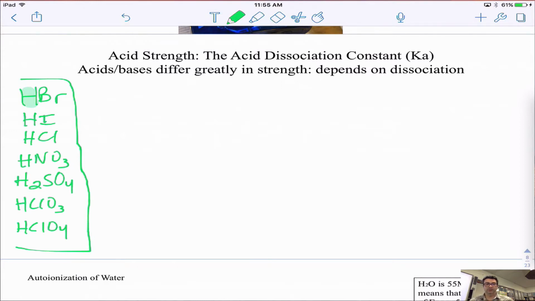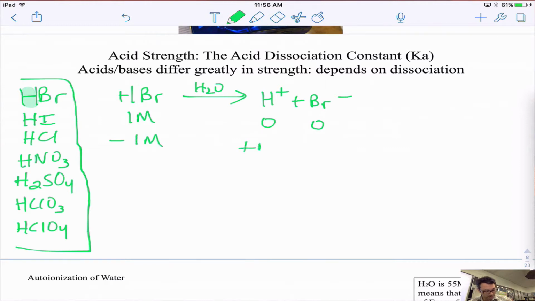When I look at any of these 7 strong acids, they all dissociate the same way, and that is completely. If I were to take HBr and put it into some water, you would form H+ and Br-. This happens completely. So if I have 1 molar of HBr and 0 of the products, the change would be minus 1 molar, plus 1 molar, giving me 1 molar of the products and 0 of the reactants. This is a complete ionization.